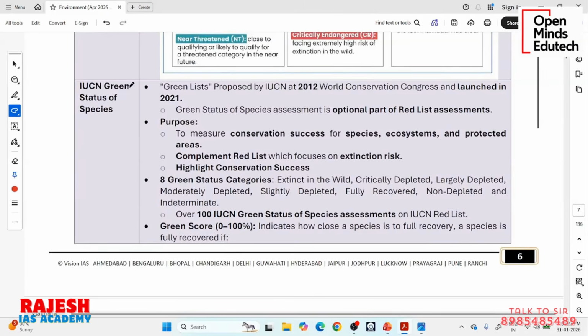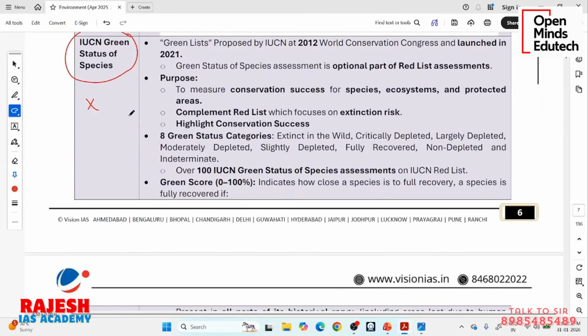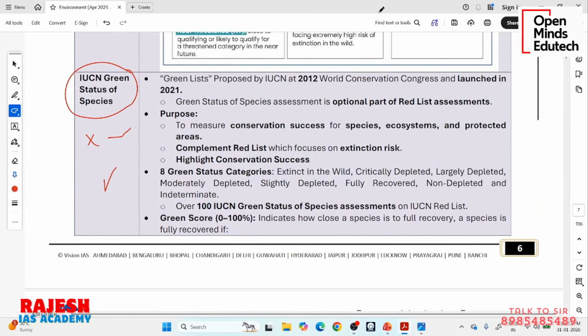Similar to the red list, now they are preparing something called the IUCN Green List. Green status of species. Red color means danger. We are discussing what is the level of danger they are facing. Now we are talking about a good thing, a positive thing, where green means something safer. The green list was proposed at the IUCN 2012 World Conservation Congress, but launched in 2021.